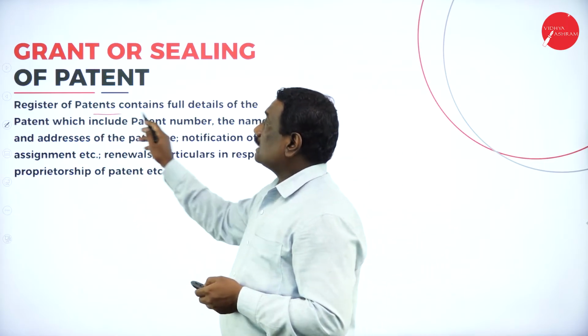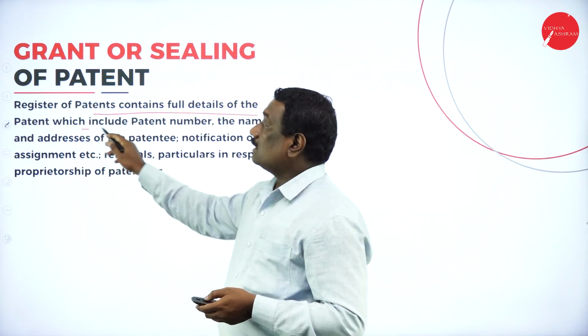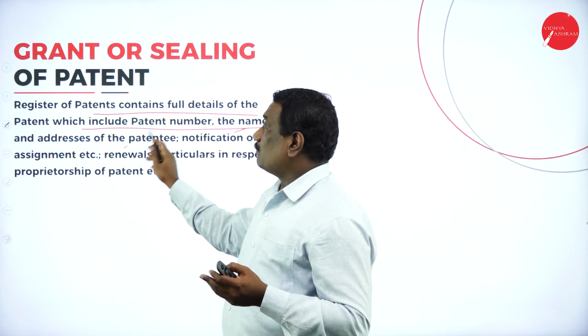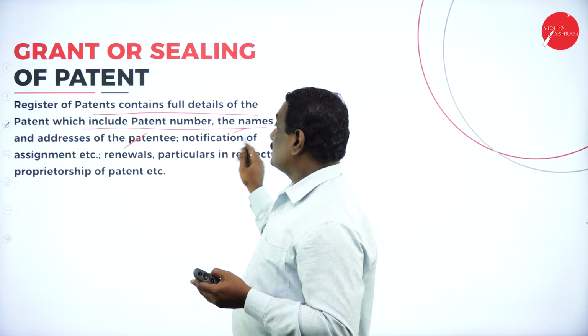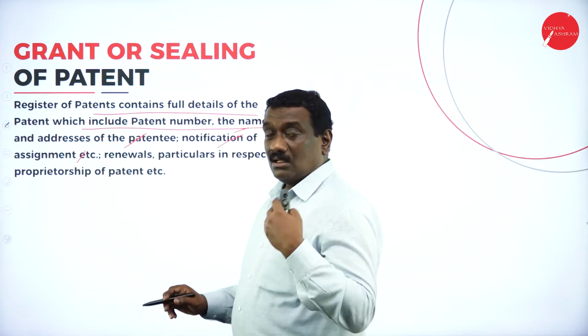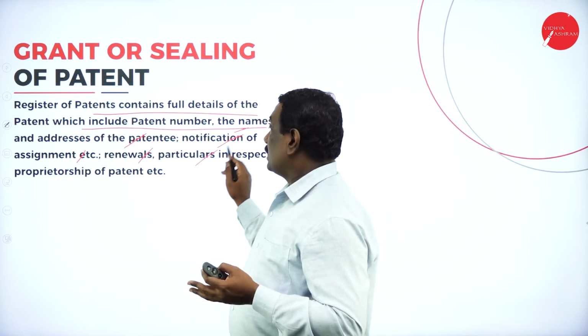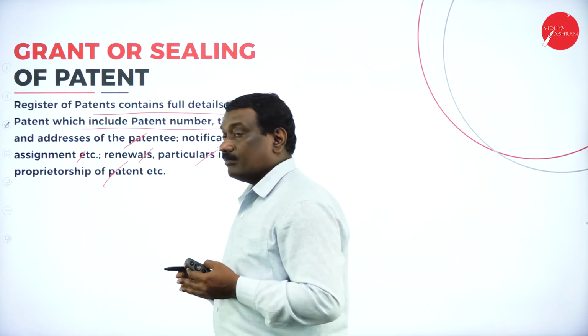Now, the register of the patent contains all the full details about the patent, which include the patent number, secondly the name and address of the patentee, the one who has taken the patent rights, the notification of assignment, on whom it has been transferred, the renewals, when it has to be renewed, and the particulars in respect of proprietorship of the patent.